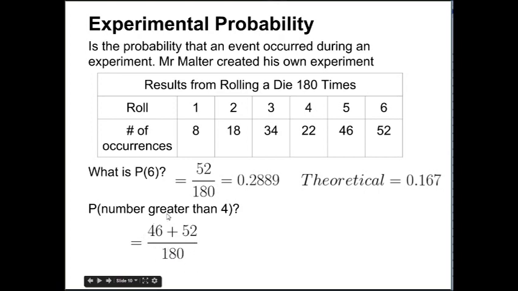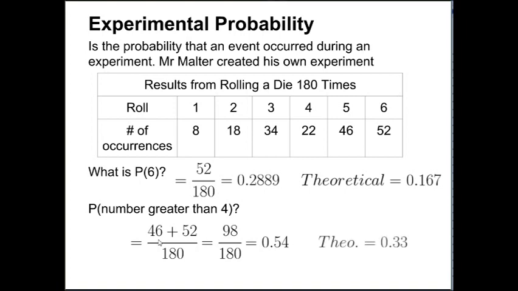So this tells me how many times I got either a 5 or a 6, and this tells me how many times I rolled altogether. And the experimental probability of that is going to be equal to 98 over 180, which is 0.54. And the theoretical, which we calculated earlier in the lesson, was 0.33. So the experimental probability that I roll a number bigger than 4 is much higher than the theoretical probability. But that's okay because this is an experiment, and I'm interested to see what you guys get.